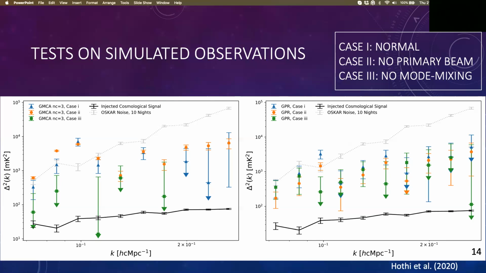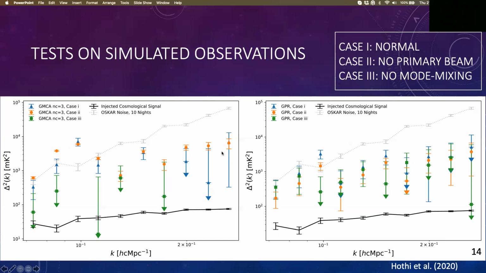One might note that the simulated case here looks a lot better than that for the observed data, right? We only need 3 components and we really get below the noise. And the second thing is, again, when we remove mode mixing, we start to get overfitting at the highest of Ks.